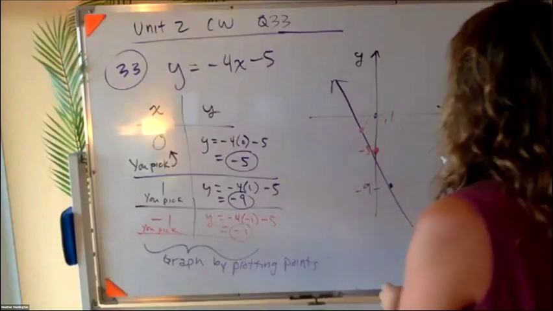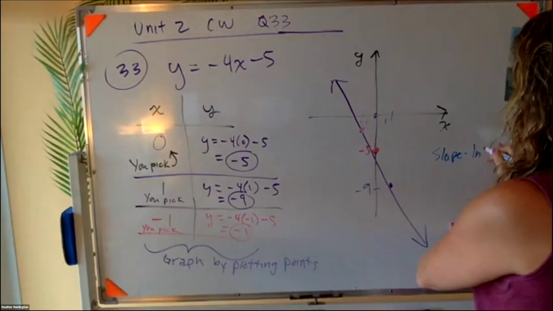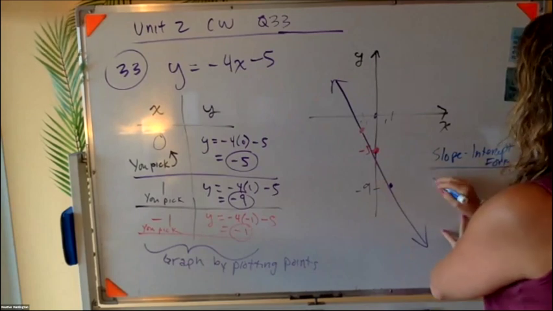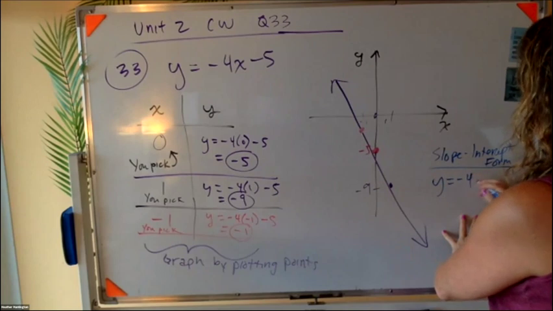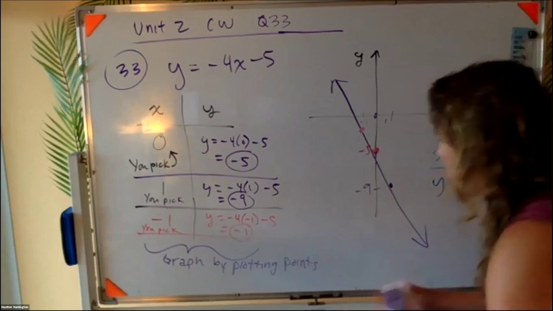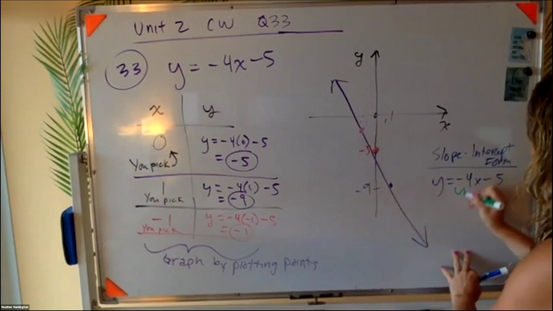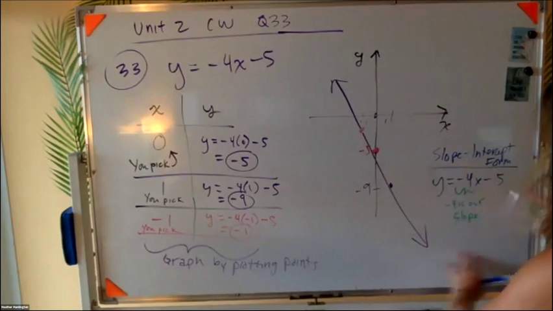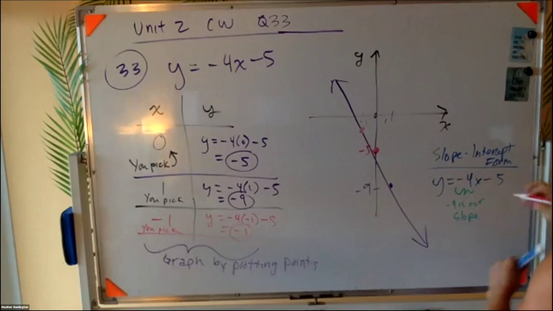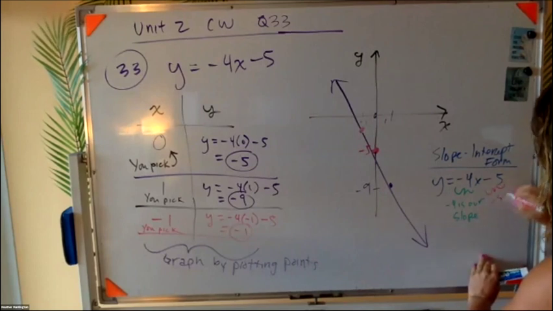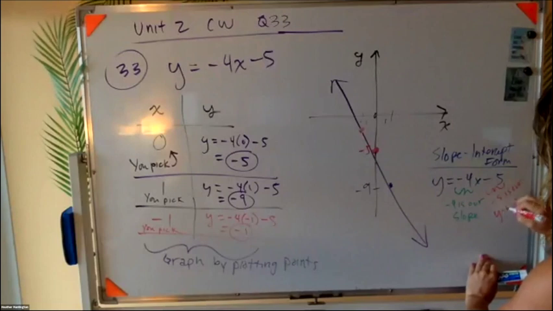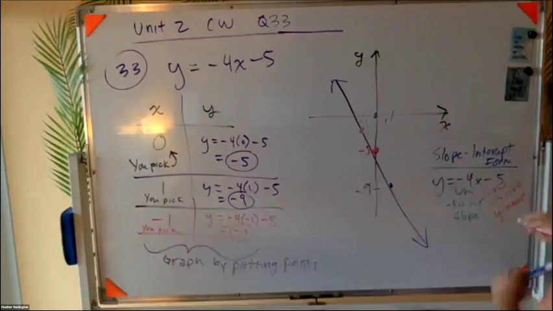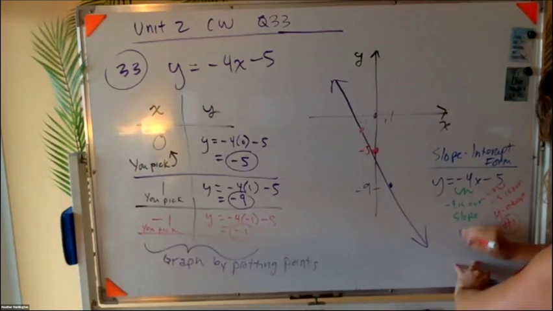So if we have an equation which is given in slope-intercept form, we see the slope, which is -4, and then we see the y-intercept here. So -4 is our slope. And here, -5 is our y-intercept. So that means you start at the y-intercept, and then you use the slope.